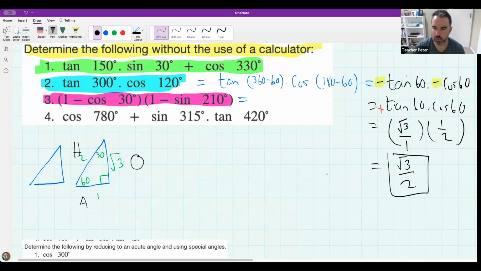Okay, so number 2's answer is root 3 over 2. See if you can do the pink one. Actually, I'm going to redo it down here rather.